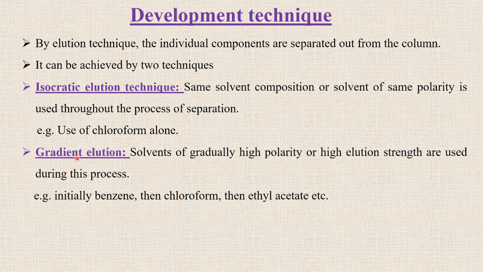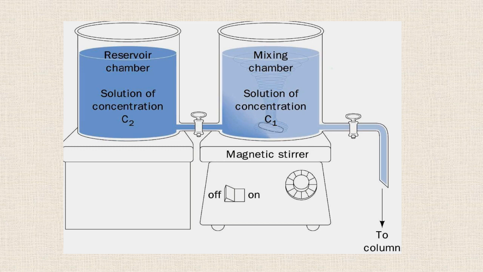And in the gradient elution, solvents of gradually higher polarity or higher elution strength are used during this process. Initially, a non-polar solvent such as benzene is used, then chloroform, and then ethyl acetate, etc. Here is a diagram which shows that different solvents can be mixed and injected into the column.